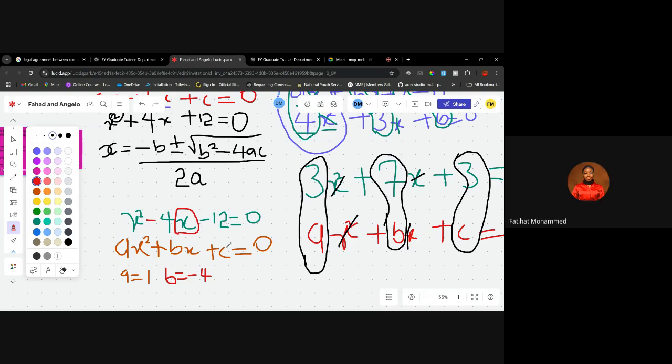Now for C, the constant. What do you have for C? The last number. 12. Is it just 12? Take note of the signs. Negative 12. So I hope you understand it now.